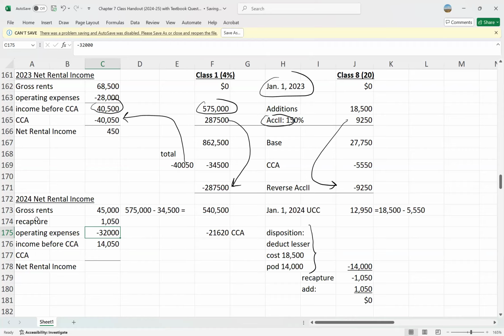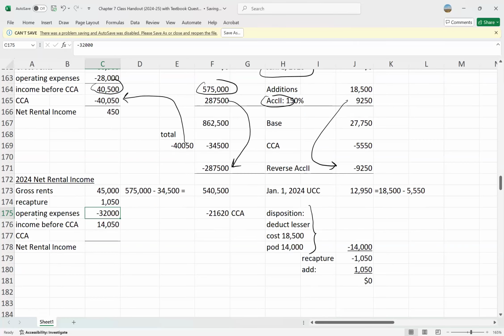Now, the question is how much CCA can we deduct? We calculated CCA to be 21,620. But remember we said that we cannot take CCA to create or increase a rental loss. So we can't take that full amount. We can only take 14,050. That's the CCA we can take because we cannot create a rental loss by taking CCA. So we're not going to take the 21,620. We're going to take 14,050.